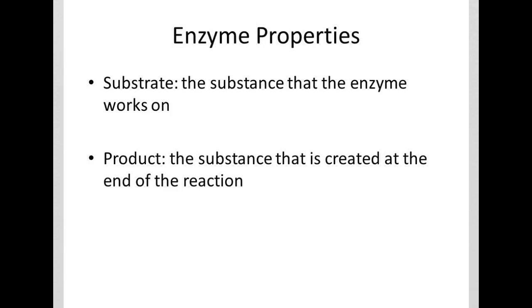So here are some of those definitions. The substrate is the substance the enzyme works on. The product is actually the substance created at the end of the reaction. Now, in the past pictures, we were taking two things and making one thing, sort of joining them together. It could very easily be that the enzyme takes one thing and breaks it down into two products. So the quantity does not determine if it's the substrate or the product. It's merely what's there at the beginning, that's the substrate, and what's there at the end, that is the product.